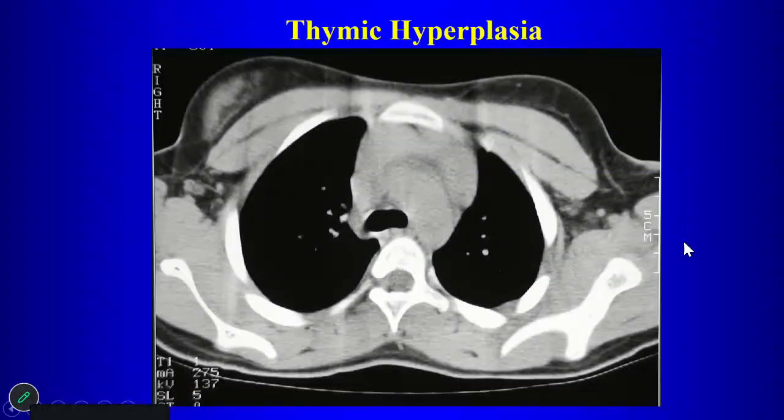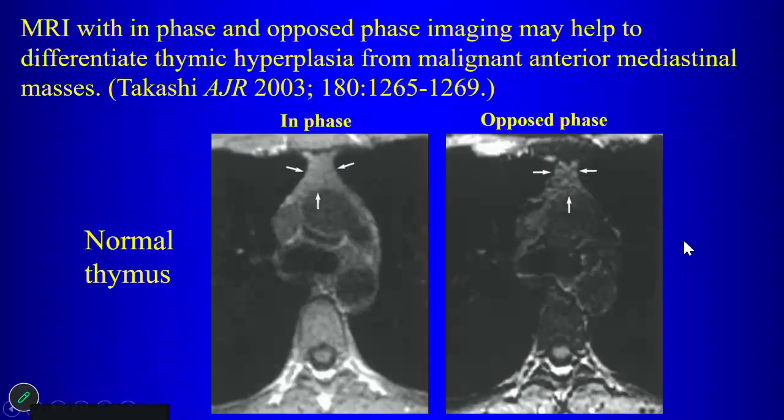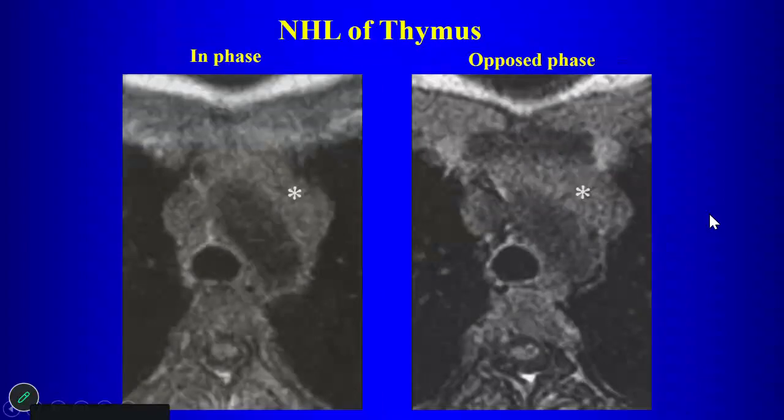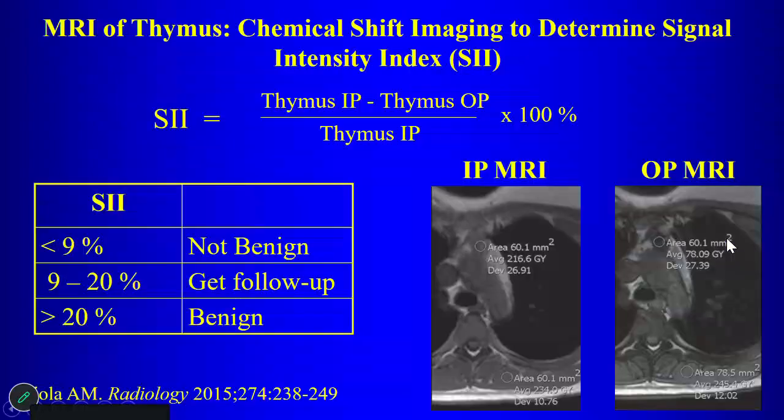So here's diffuse thymic hyperplasia. We've seen that already. And then again, the out-of-phase imaging can help you if you're trying to differentiate thymic hyperplasia from tumors. If it drops out its signal, that helps to tell you that you're dealing with thymic hyperplasia, not a tumor, as opposed to here's a case of non-Hodgkin's lymphoma that does not drop out in signal. So there you're going to be thinking about malignancies.